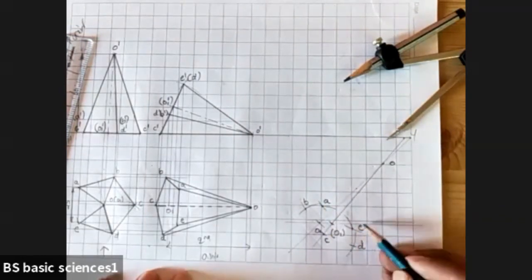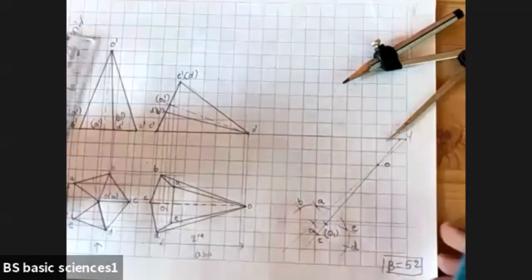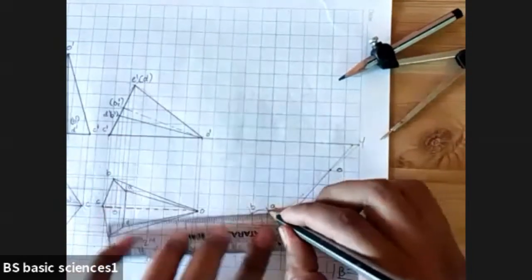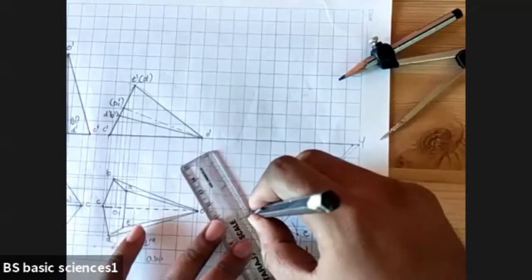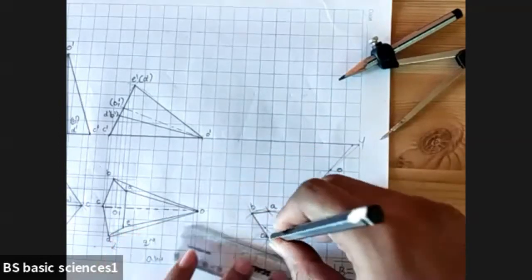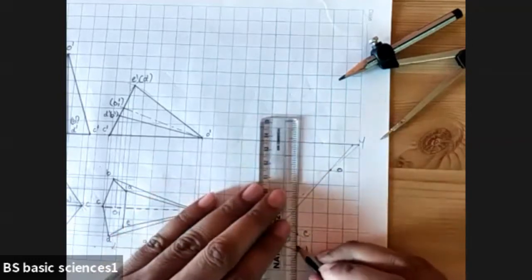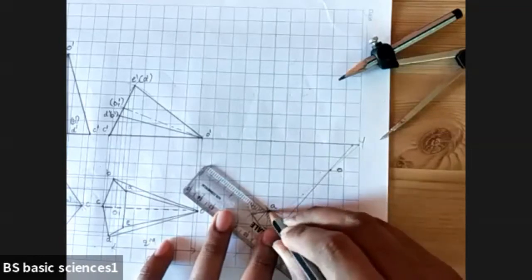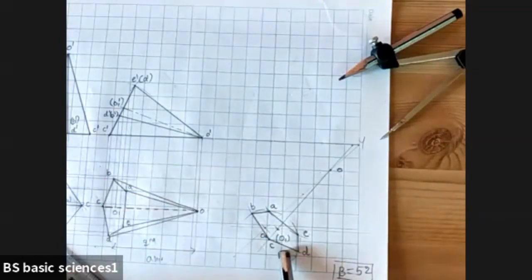So you got A, B, C, D, E. Join it and complete the pentagon. So this is the point A to B. Okay, B to C, C to D, D to E, and E to A. Fine. This pentagon, okay, we have drawn here.